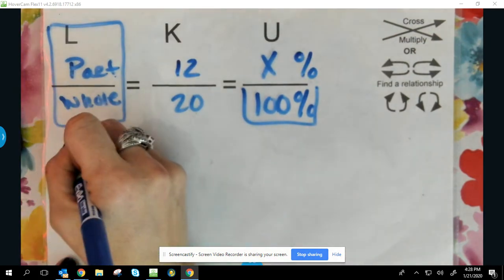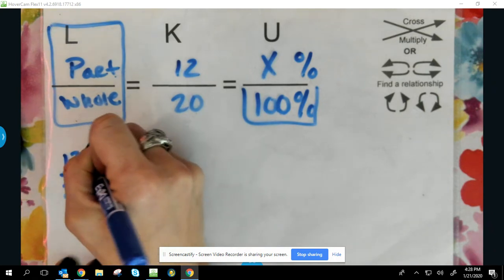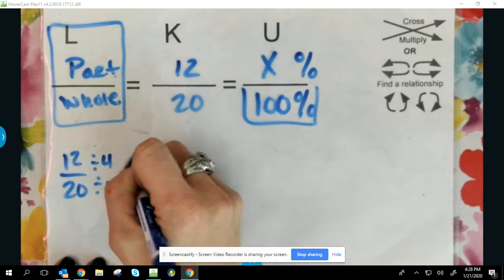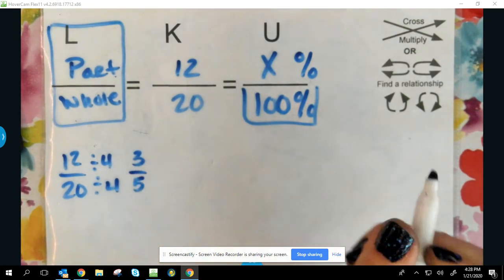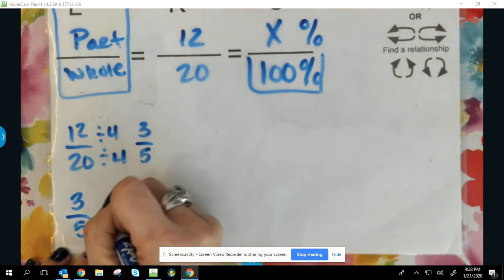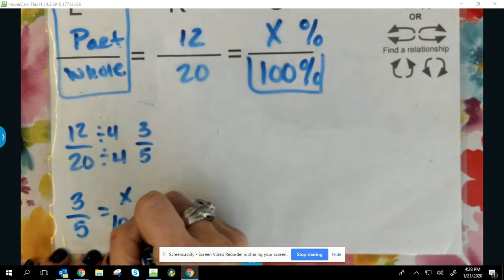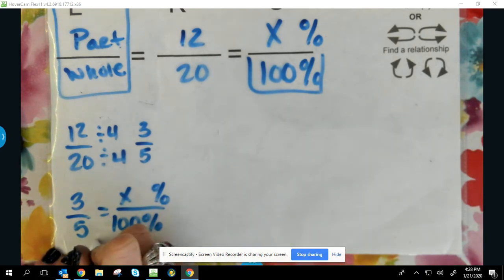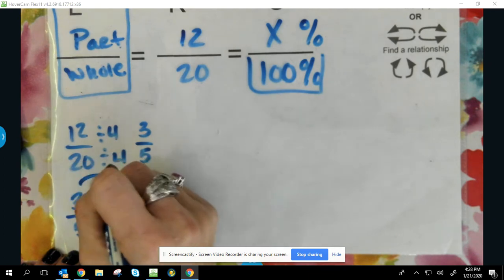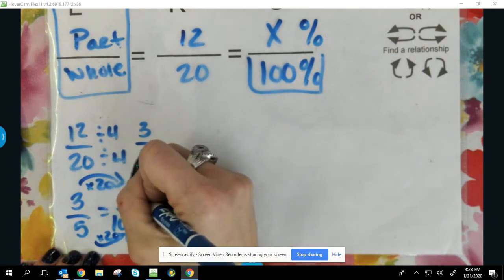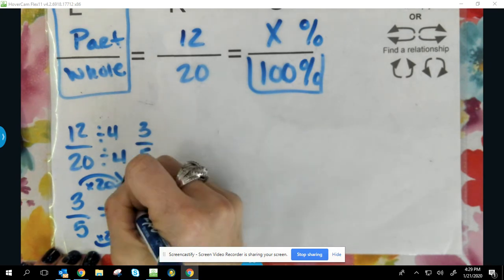If I reduce 12 over 20 by 4, I'm going to get 3/5. And so if I use 3/5 to get my x over my percentage of 100, I'm looking for that percentage. Well, what do I have to do to 5 to get 100? Well, times 20. So what do I have to do here? Times 20. Well, 3 times 20 is 60, so it's 60%.